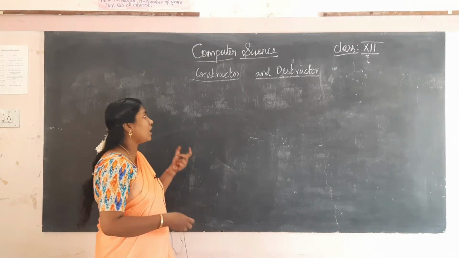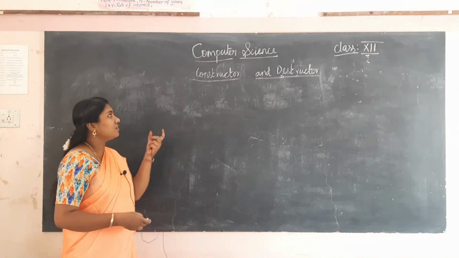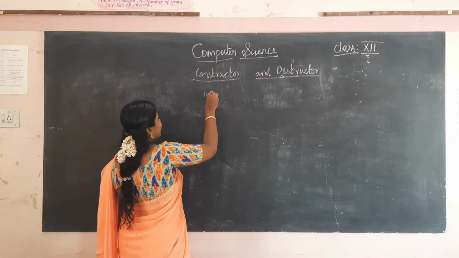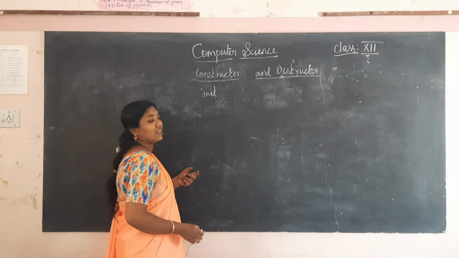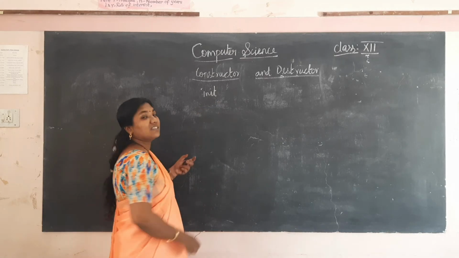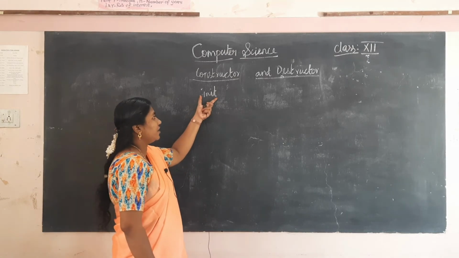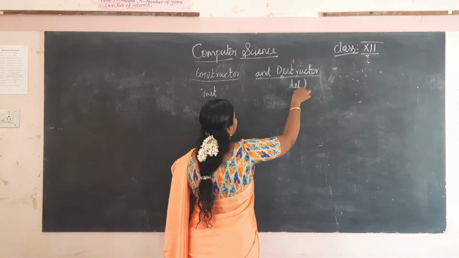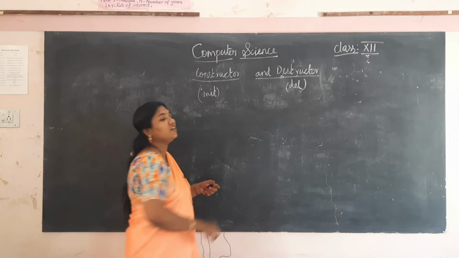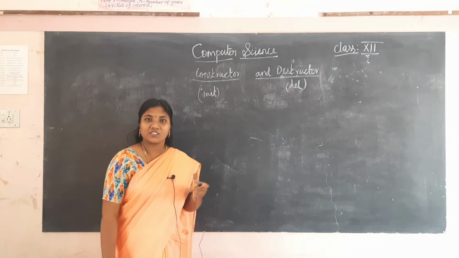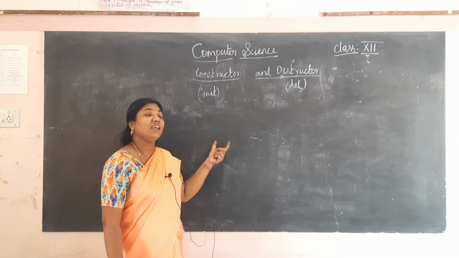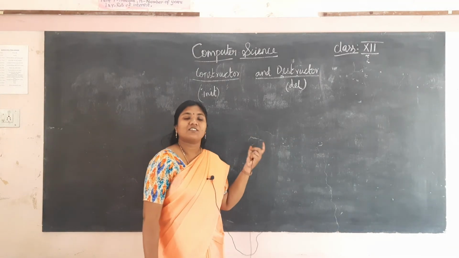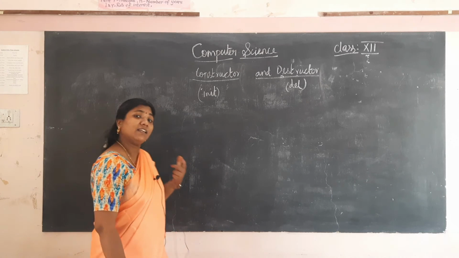Now let us see how to create a constructor. For creating a constructor there is a function called init, for initialization. We use init for the constructor and del for the destructor. So we are using two functions: init for the constructor, and del for the destructor. Clear? Now let us see how to create a constructor with this function.